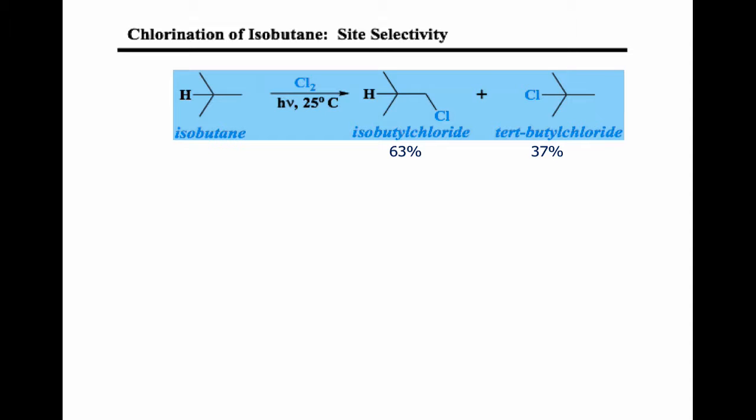What's the statistical factor? It is 9 to 1. I've got 9 primary hydrogens for every single tertiary hydrogen here, right? So let's walk through the calculation. I know my ratio, 63 to 37. Right? My statistical factor is 9 to 1.